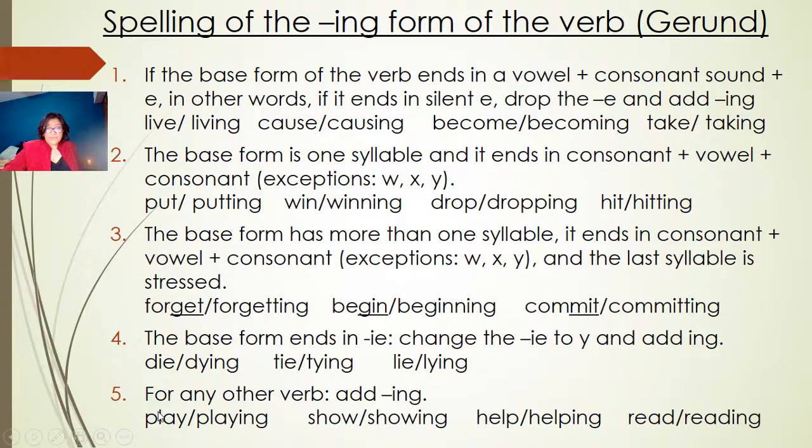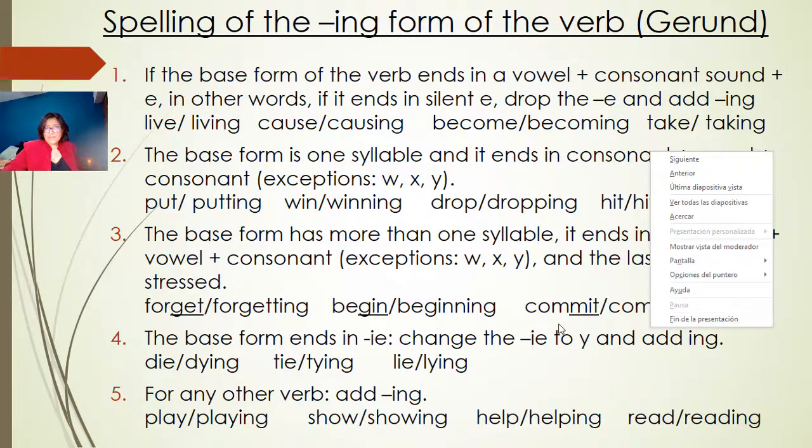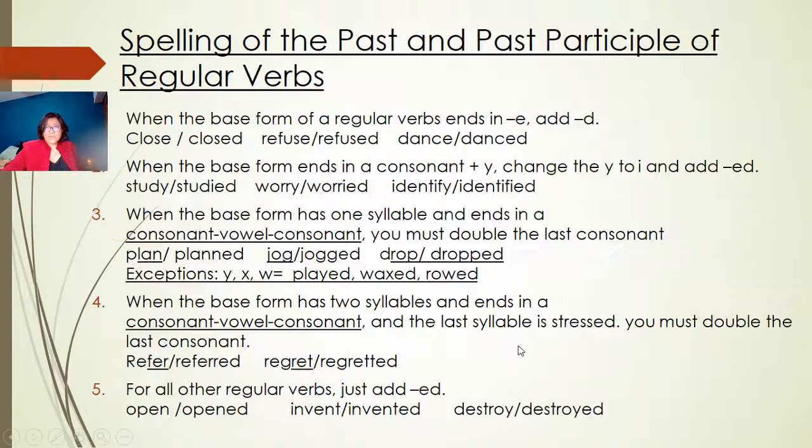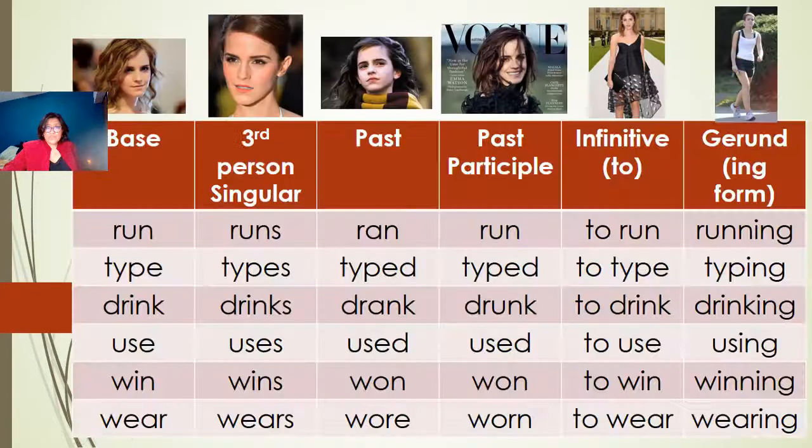And then for number 5, for any other verb, just add ing. Okay, play, playing; show, showing; help, helping; read, reading. And that's basically the verb. Those are basically the verb forms. So as you can see here, just remember, we have base, third person singular, past, past participle, infinitive, and gerund. And try making your own charts, following the rules. You can always check on the internet if you're spelling them correctly.